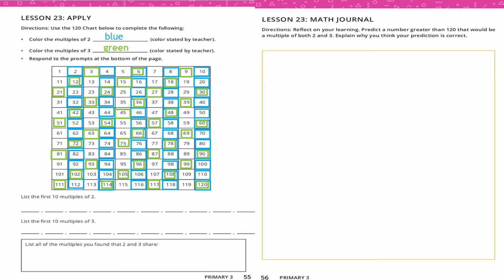2, 4, 6, 8, times table 2 is so great. 10, 12, 14, 16, and 18, and 20.